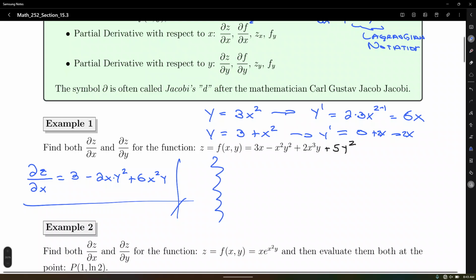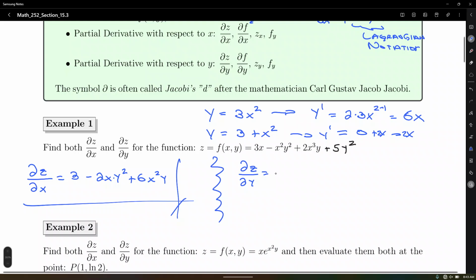Now let's find the partial derivative with respect to y. Partial derivative of z with respect to y, that equals, what's that? Okay, so the derivative of 3x, well, since this time we are holding x as our constant, we just focus on differentiating the y's, everything else remains constant. So 3x is a constant with respect to y, so that's going to be 0.